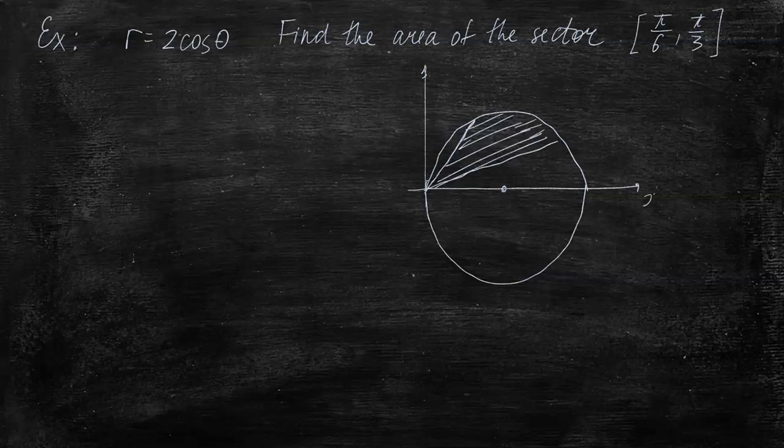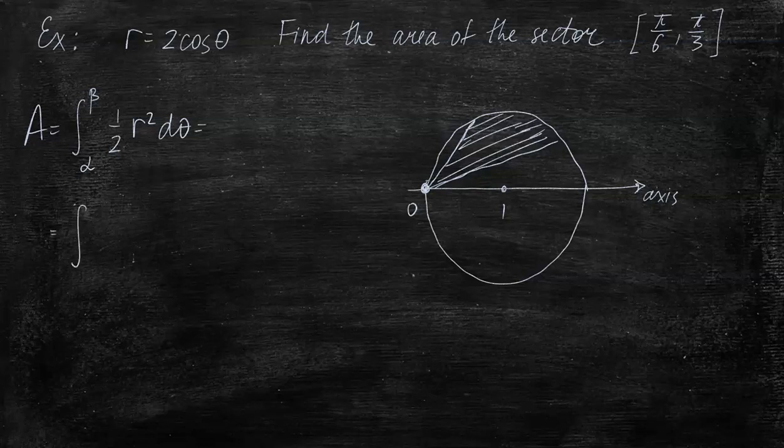I guess we only need one axis here. So this is the polar axis, this is my origin. And according to the formula, the area of this sector will be equal to the integral from alpha to beta of 1/2 r squared d theta. In our case, the boundaries of the integral are pi over 6, pi over 3. And the formula for r is given. It's (2 cosine theta) squared d theta.